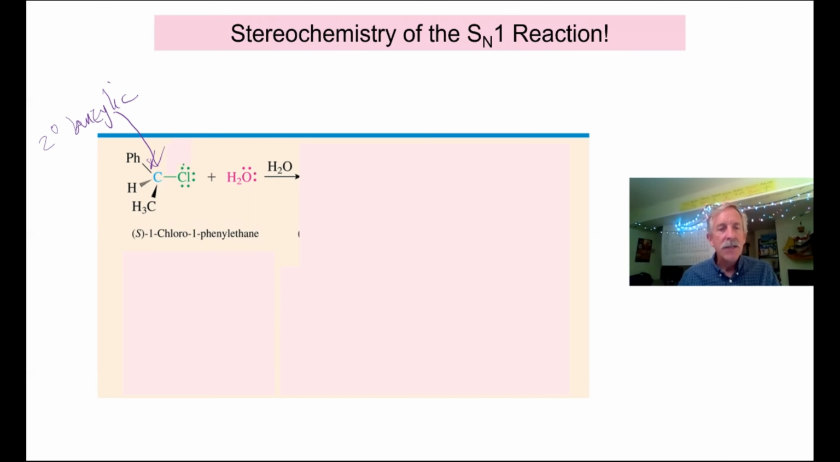But notice in this reaction, there's a big, huge problem. How strong is this nucleophile? Is it a strong base? Yeah, let me react, I love positive charge. I can't wait to react with positive charge.